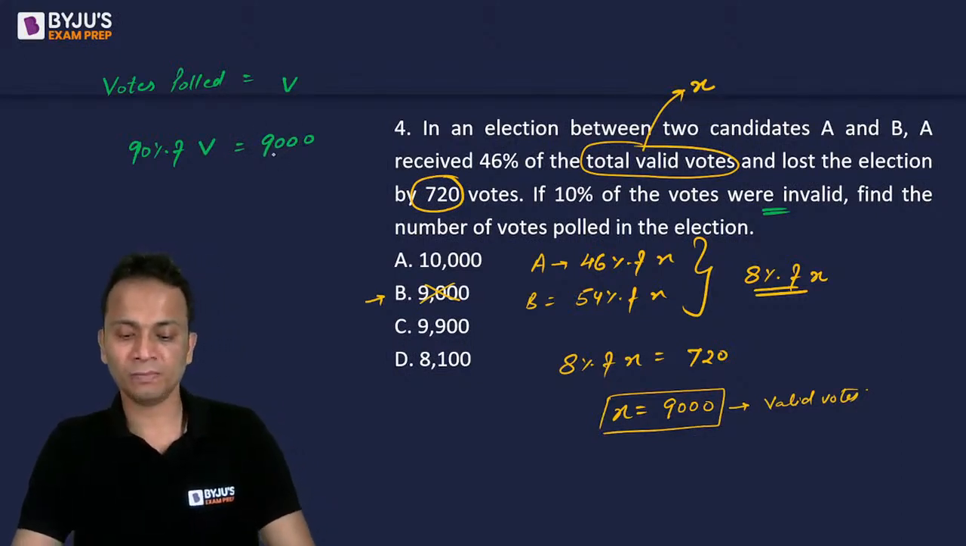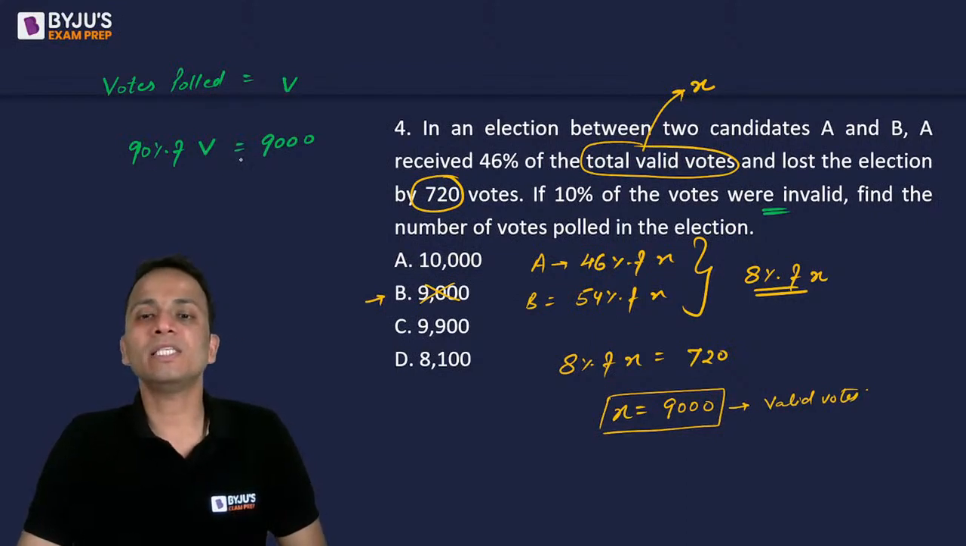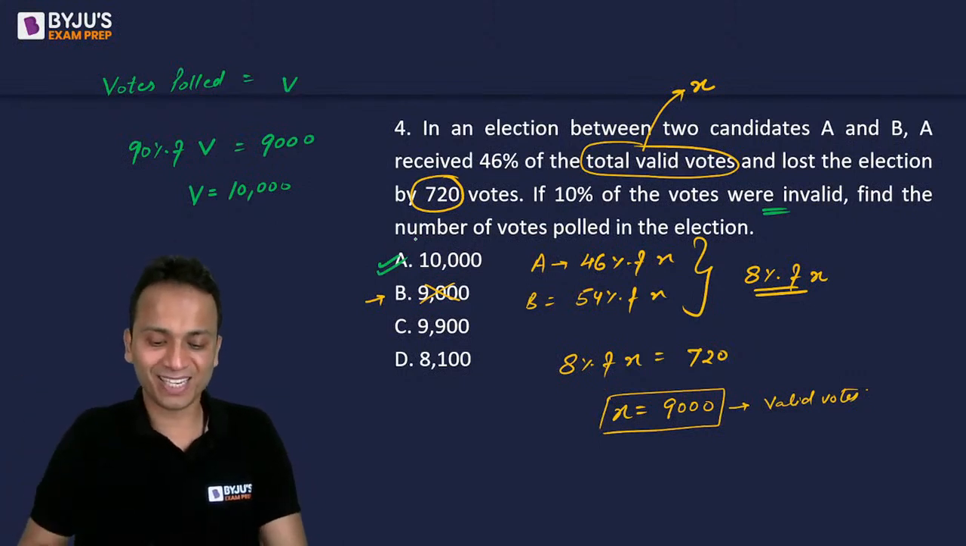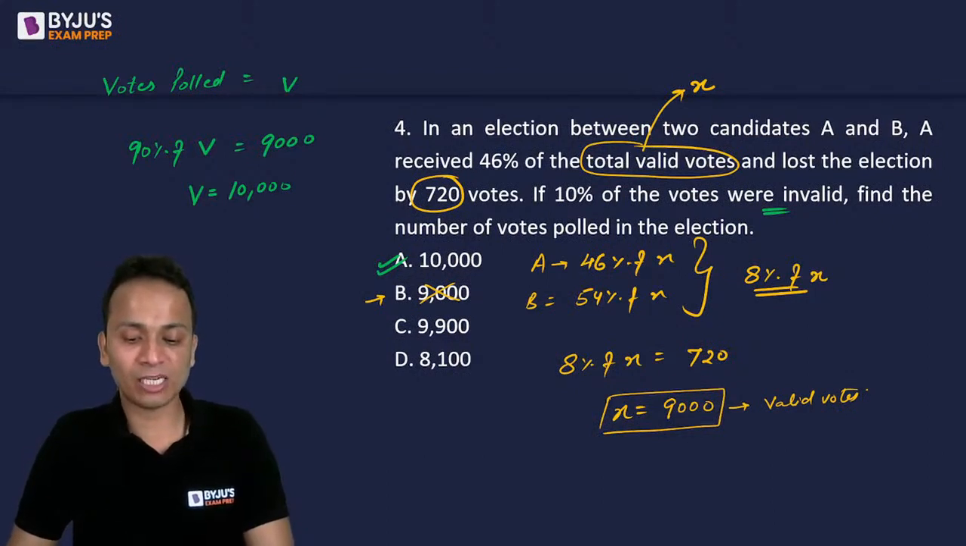वो 9,000 है, ठीक है? So 90% of the total votes polled is equal to 9,000. So total votes polled will come out to be 10,000. So 10,000, that is option A should be the correct answer. All right? ठीक है वीरेंद्र, समझ में आया? 8100 आंसर नहीं होगा, 10,000 आंसर होगा.